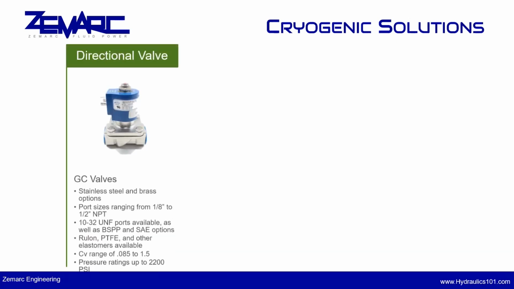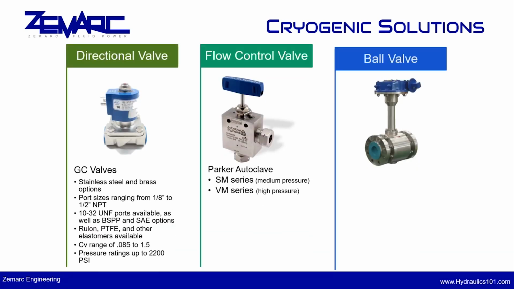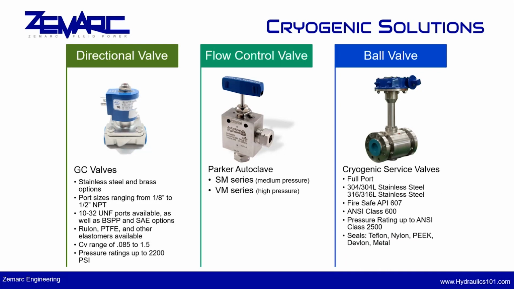Now, of course, along with your other high-spec solutions, you have your cryogenic solutions, as I mentioned. So for things like this application, we recommend directional valves like GC valves, which offer stainless steel and brass options and also have seals suited for cryogenic applications and pressure ratings up to 2200 psi. We also recommend flow control valves like Parker Autoclave SM and VM series. And then, of course, with cryogenic service ball valves, we can provide valves with full port stainless steel, whether it be 304 or 316 stainless steel, and a variety of different seals suitable for cryogenic applications.